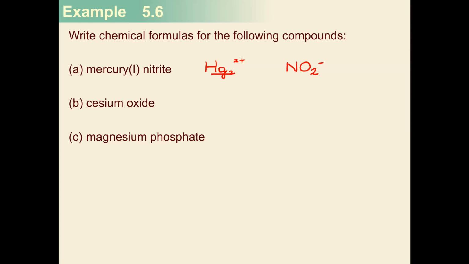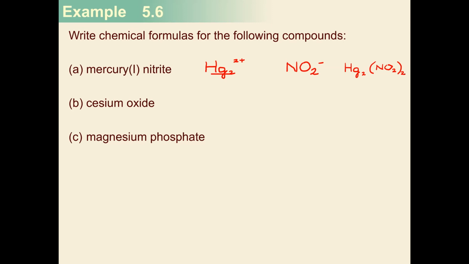So now I have to look at the charge balance. How is this going to balance very easily for us? Well, if I do this, I would end up getting Hg2, and yet I will need 2 of these NO2s to balance the charge, and you will see that that would be my correct chemical formula.